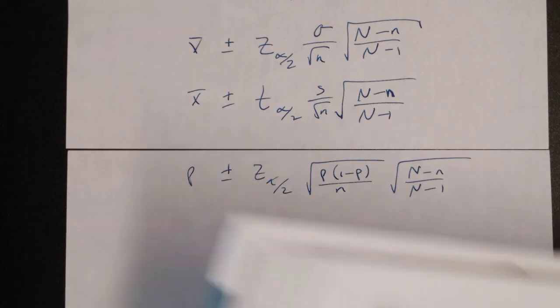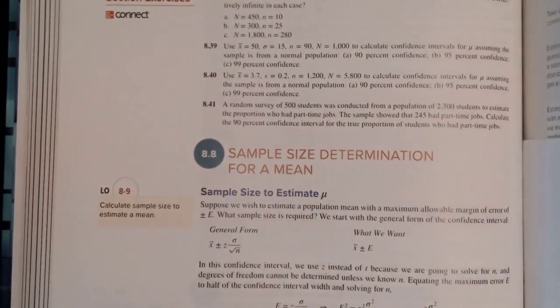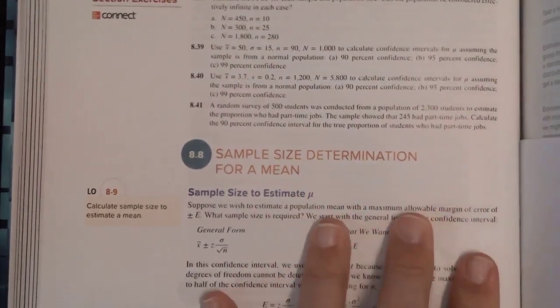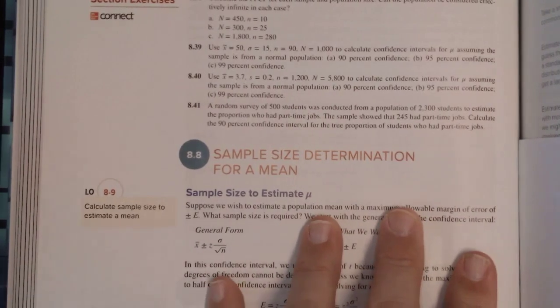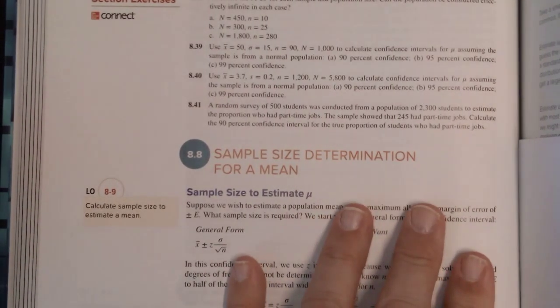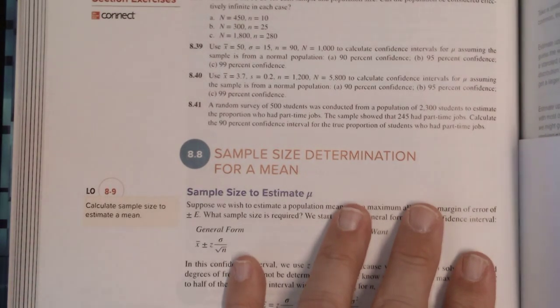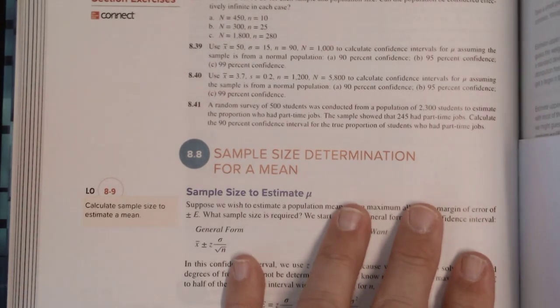Here we go. A random survey of 500 students was conducted from a population of 2,300 students to estimate the proportion that had part-time jobs. The sample showed 245 had part-time jobs. Well, 245 out of 500 is what percent?